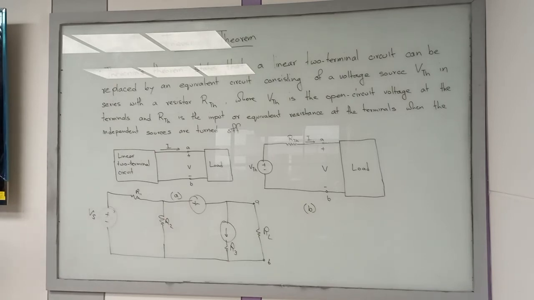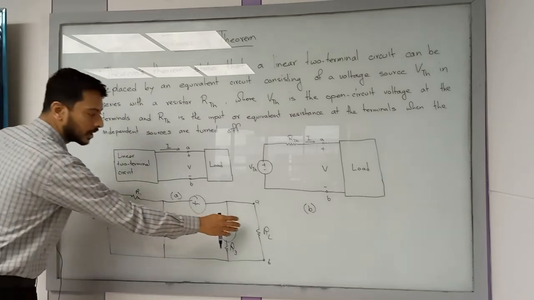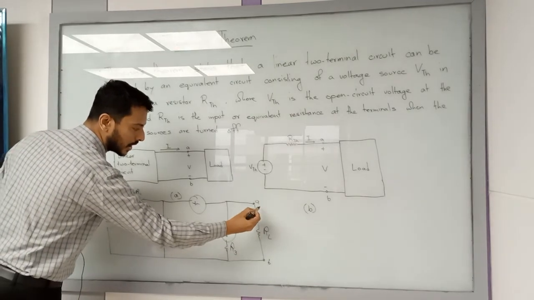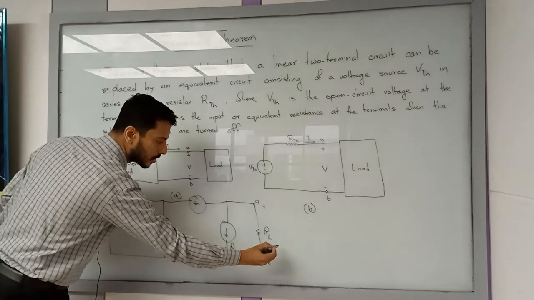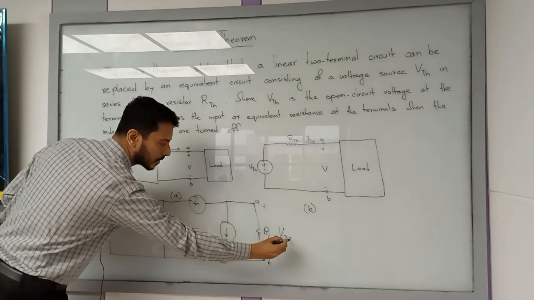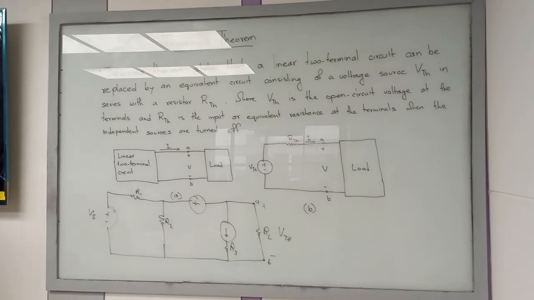I have just given you one example of a linear circuit. Whatever circuit we have done so far is all linear DC circuits, okay? So when you have a load over here, you remove that, the voltage at this point should be your Thevenin voltage. This is what is meant, where VThevenin is the open circuit voltage at the terminals.